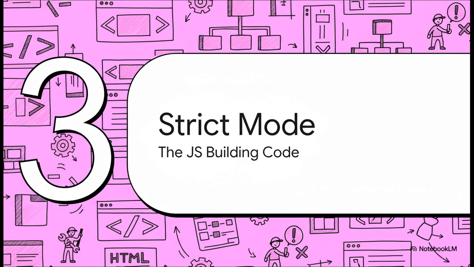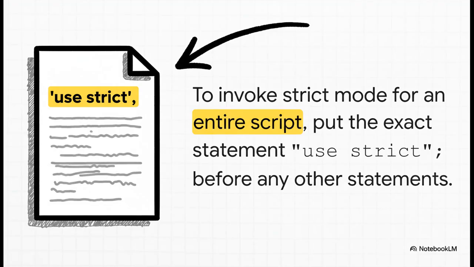Okay, so we've got the blueprint, the DOM, and we've got the tools to change it. But just like in real-world construction, you need a building code, right? A set of rules to make sure everything you build is safe and predictable. In JavaScript, that's called strict mode. And turning it on is incredibly simple. You just place this exact string, "use strict", at the very top of your script file or at the top of a specific function. That one line opts your code into a more modern, much safer version of the language.